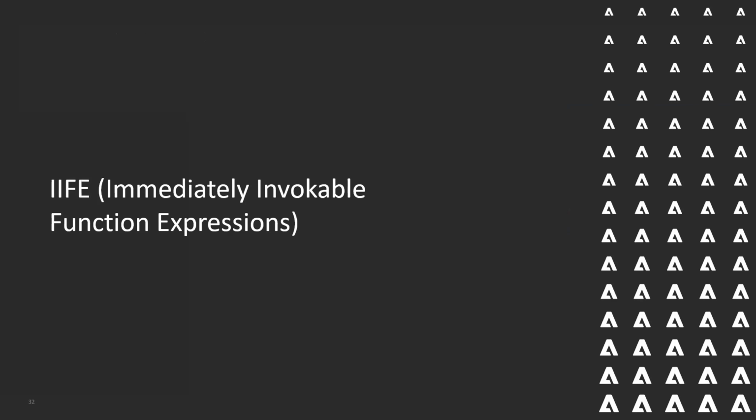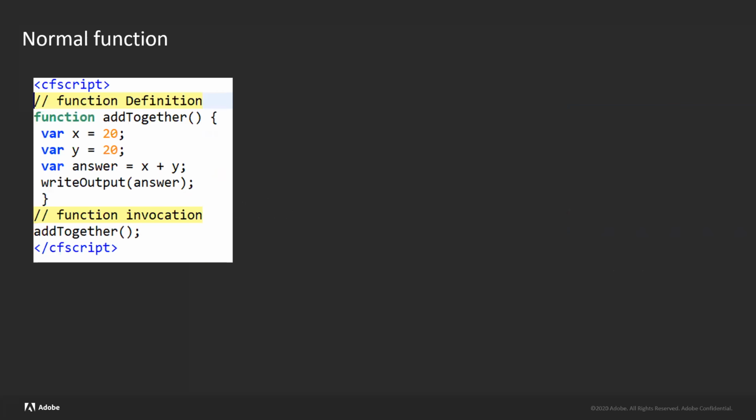Immediately invocable function expressions, or IIFE. This is really useful if you want to restrict the scope of a particular function or a variable in a function. This is actually quite handy. So how do you define a function? A normal function, right? So there's a function addTogether. It's just going to add two variables, X and Y, and output an answer. So there's a variable X defined within the function, and there's a variable Y. It's just going to do an addition, and it's going to output the answer, like typical stuff.